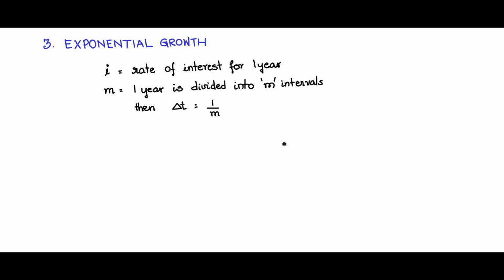1 by m is delta t, and the interest in an interval would be I by m. So the rate of interest per interval will be I by m. So this is the rate of interest per interval.